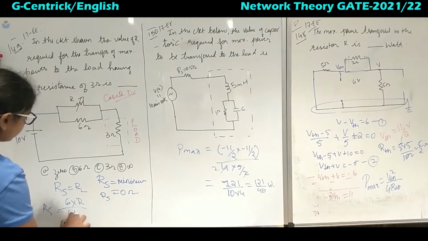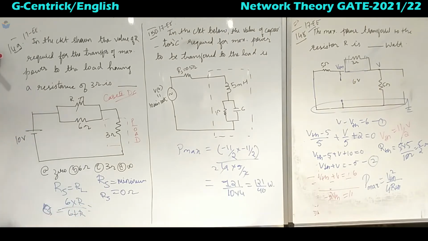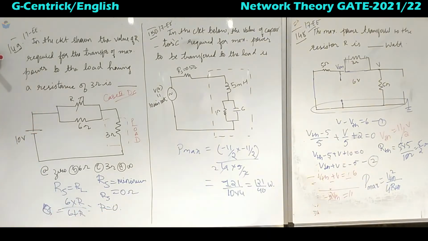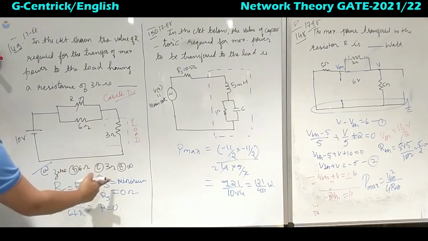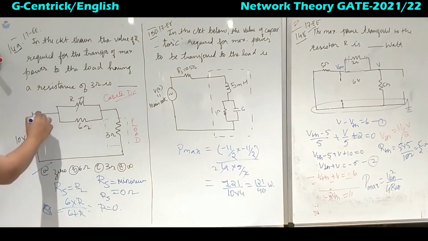So this will be 6 plus R. So what is the value of R? If it has to be minimum, then this also has to be minimum. So R you will get as 0, right? So when you put R equal to 0, the option for this question is 0. So directly you cannot put 3 ohm or 6 ohm. So together they make the RS. Okay, current will be flowing through this way.